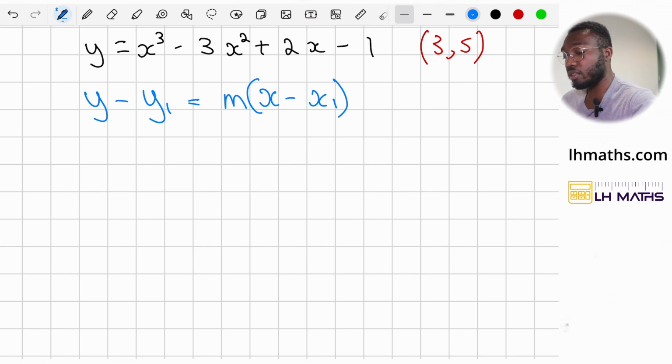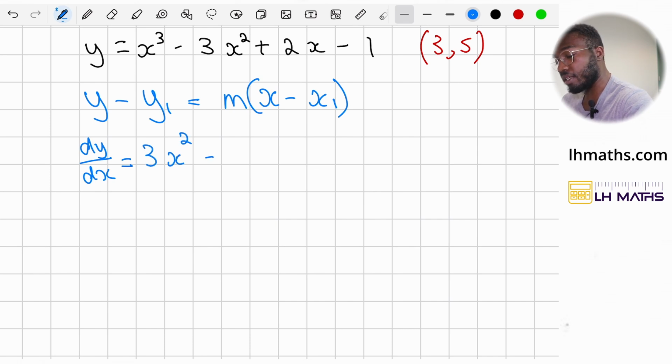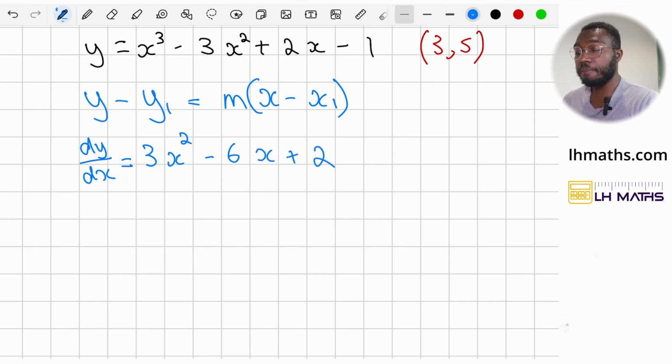In our last lesson, we looked at differentiation. If I differentiate y equals x cubed minus 3x squared plus 2x minus 1, that would be dy/dx, and that will give us 3x squared minus 6x plus 2. If you want to know more about differentiation, feel free to watch my video on differentiation. I'll put a link somewhere in this video.